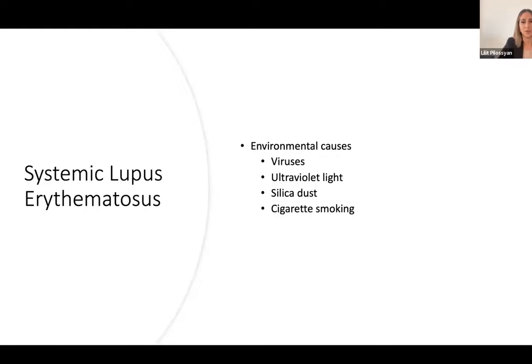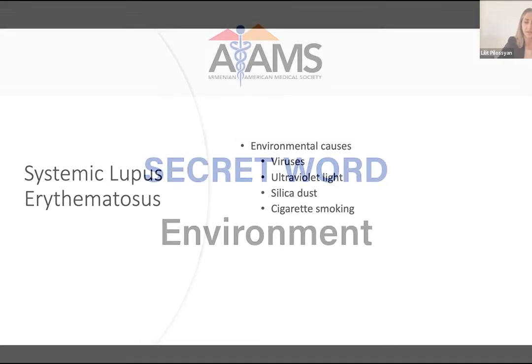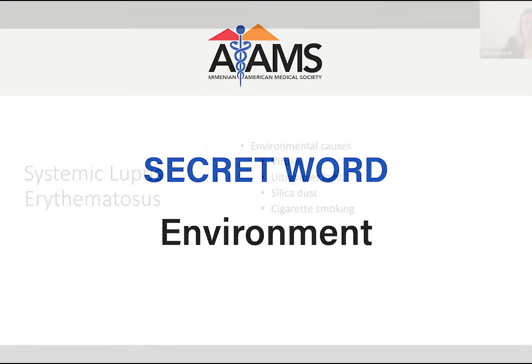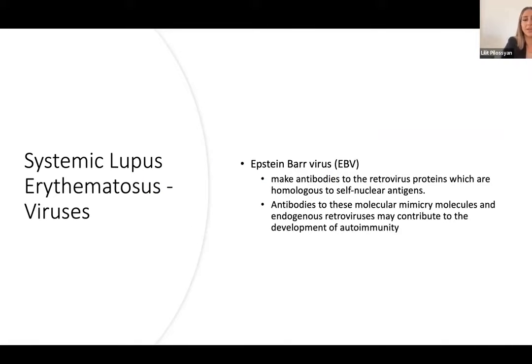All right, so I will now discuss some of the environmental causes of lupus, and the two major ones that I will talk about are viruses and UV light. But just like rheumatoid arthritis, silica dust has also been found to contribute to the onset of rheumatoid arthritis and lupus, along with cigarette smoking. So the biggest viral player that causes systemic lupus is EBV, Epstein-Barr virus.